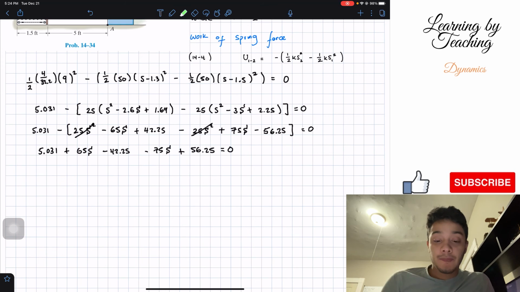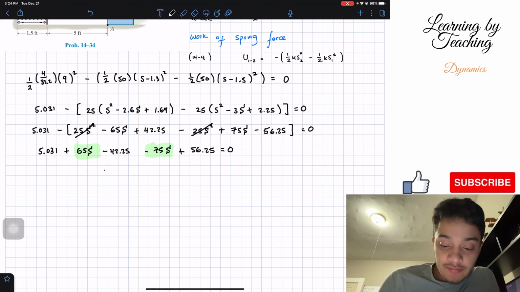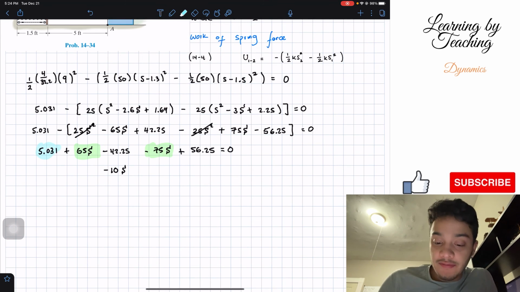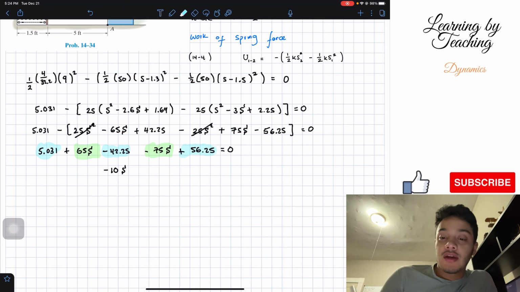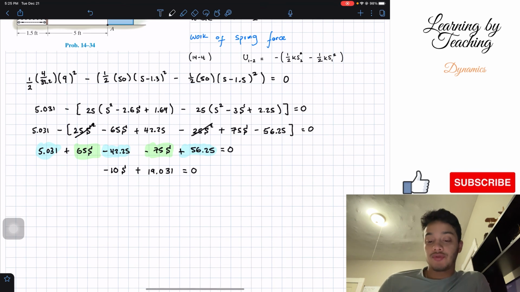Now all we have to do is combine like terms. Let's combine our terms that have s. So we got positive 65 and negative 75. That will give me negative 10s. And then we can combine our numbers. We got positive 5.031 minus 42.25 plus 56.25. And this will give me a total of positive 19.031. And all this is equal to 0.